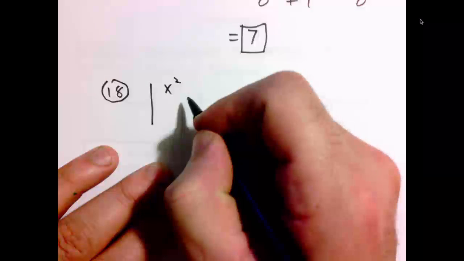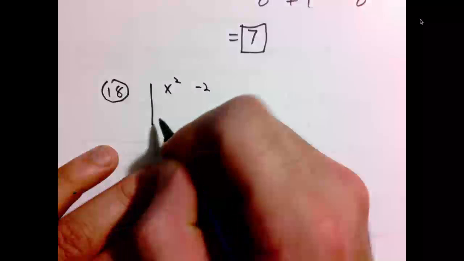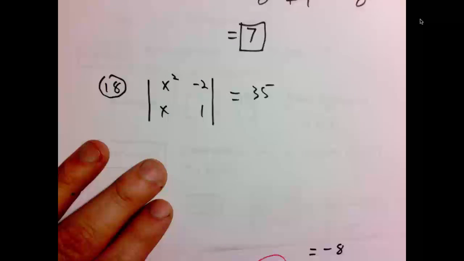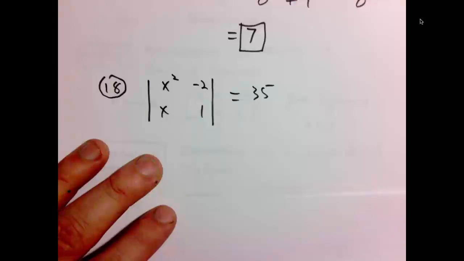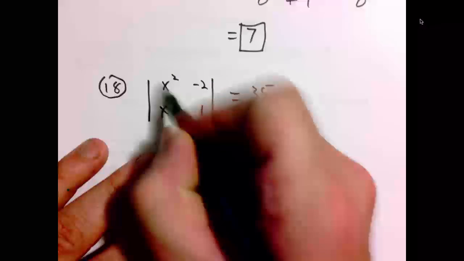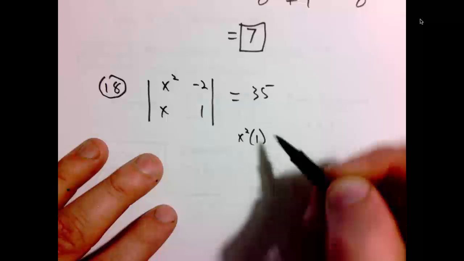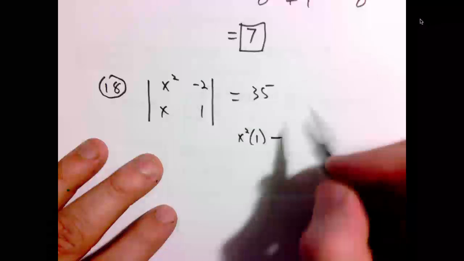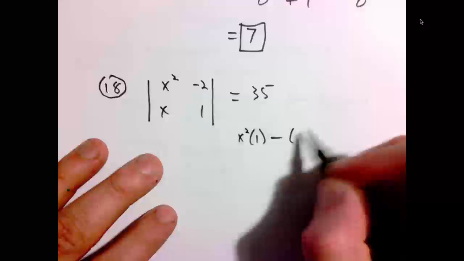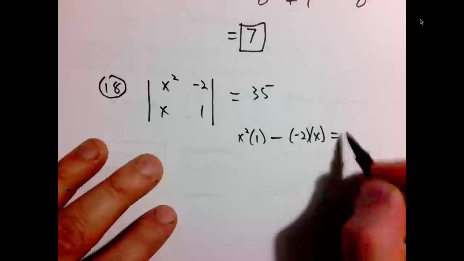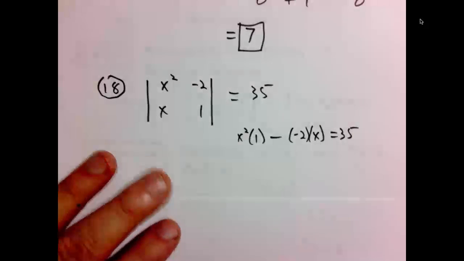18 gives us x squared, -2, x and 1, and they say we are equal to 35. So what we're going to see here is we're going to arrive at a quadratic equation. All right. Multiplying this times this, x squared times 1, minus this times this, -2 times x. And this time we have what it's equal to. It's equal to 35.